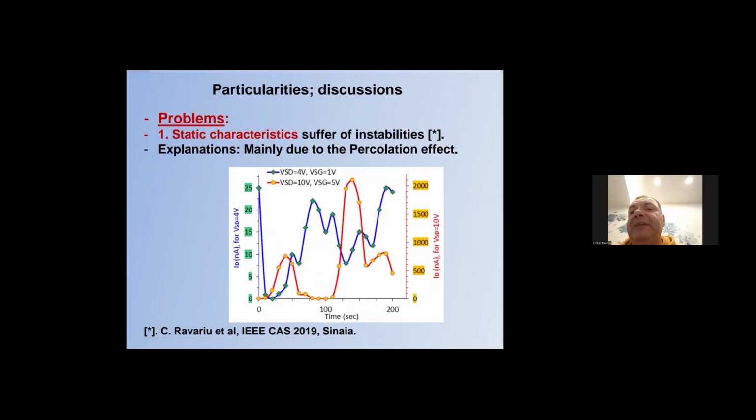And explanations could be, after other discussions, due to the percolation effect in these materials, nanocore with nanoparticles.